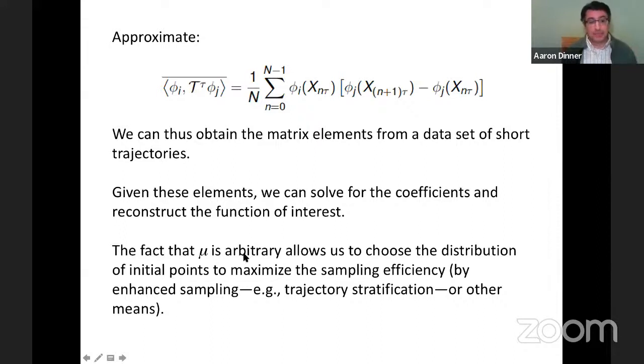So it can be an enhanced sampling approach, for example, trajectory stratification. That would encompass things like the milestoning that you saw yesterday, or non-equilibrium umbrella sampling, which is an approach that we've developed in parallel to Ron over the years. But you're going to see that actually it could be a less structured procedure. And so we can actually build up a database with a lot of flexibility.